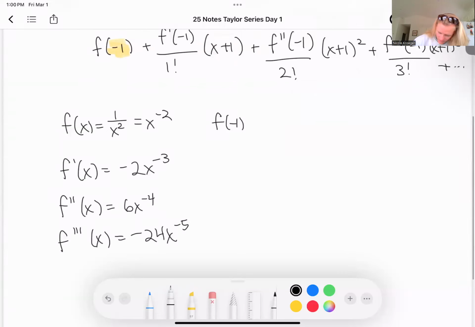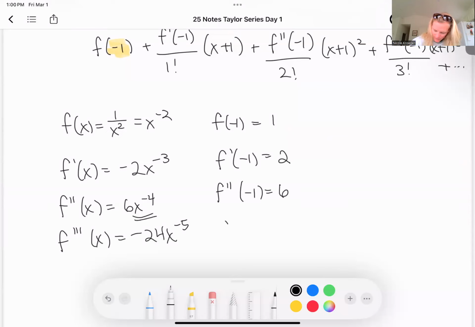So f of -1 is 1 over (-1) squared, which is going to be positive 1. F prime of -1: -1 to the third is negative, so the negatives are going to make this positive 2. Double check, make sure you agree with me. -1 to a positive even power is going to give me +1 for this piece, so I'm going to get 6 out.